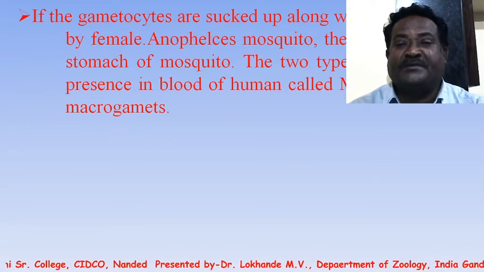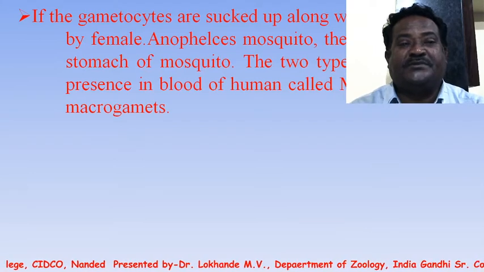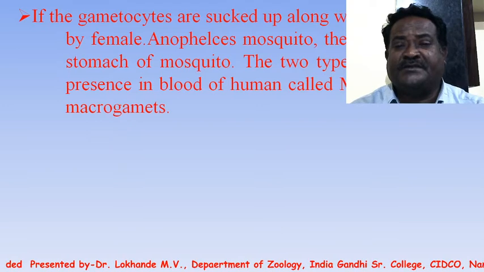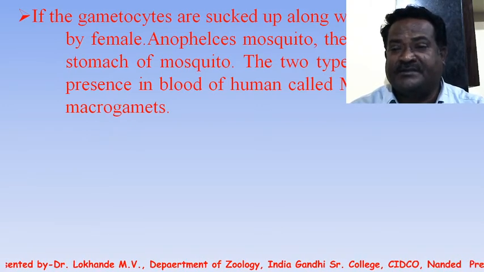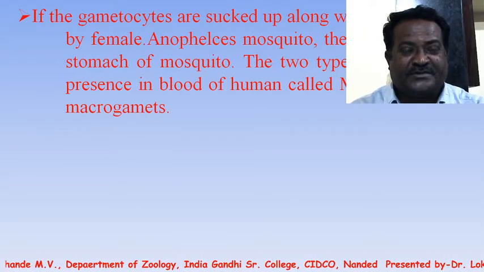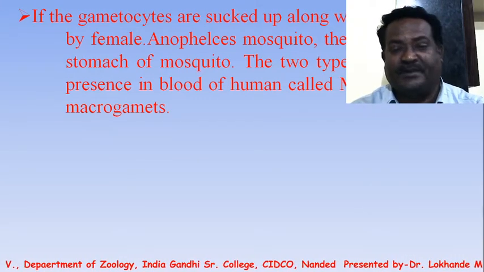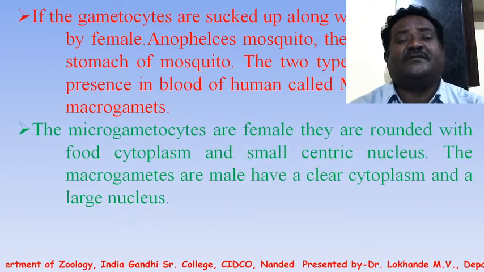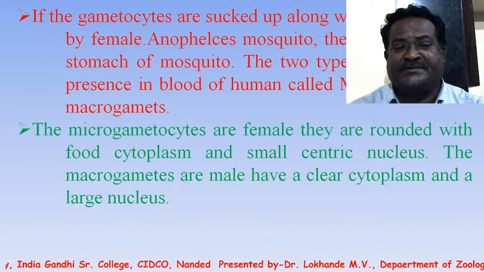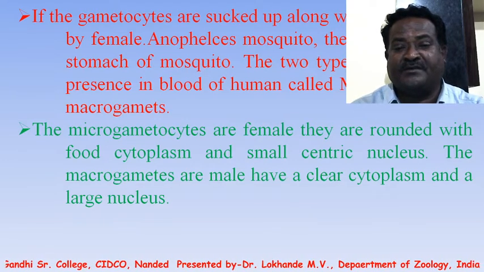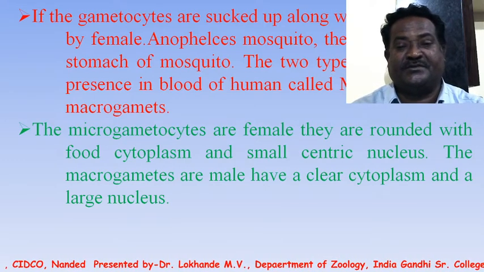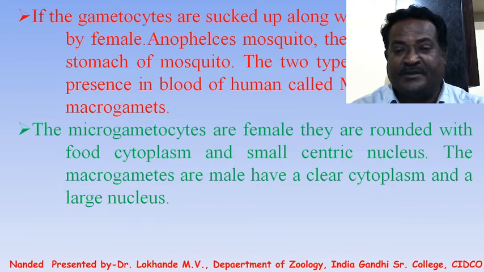So in his blood two different gametes are present. These two different gametes present in the human blood are the microgametes and the macrogametes. These two gametes are present in the human blood. The microgametes are called the female gametes, and the macrogametes are called the male gametes. These are two different types of gametes present in the human blood.